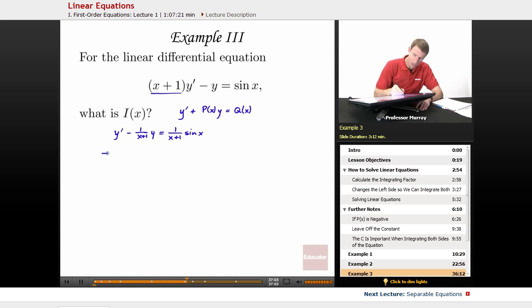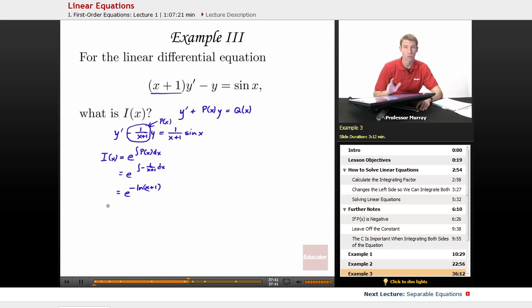Now, the way you find the integrating factor, you do e to the integral of p of x dx. And the p of x here is whatever's in front of the y. And the key thing here is that you not forget the negative sign. The negative is part of it. So that's all p of x right there. And so this is e to the integral of negative 1 over x plus 1 dx. Now, that's e to the negative. Now, the integral of 1 over x plus 1 is just natural log of x plus 1.